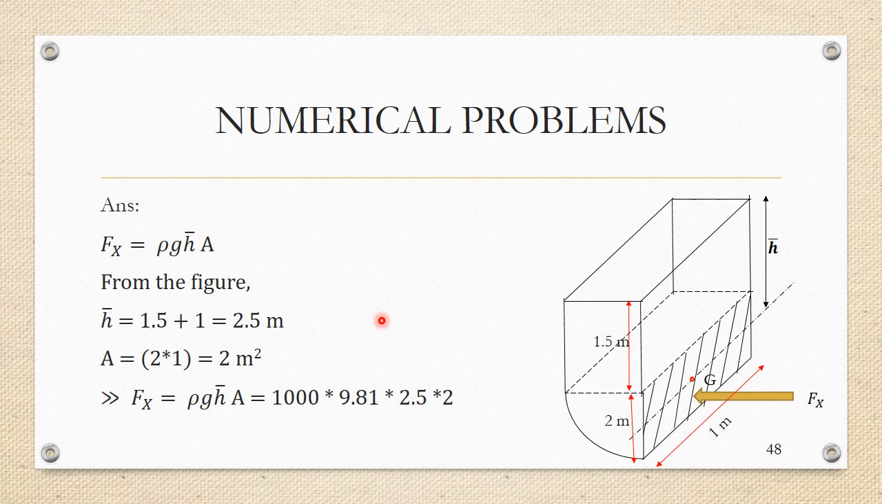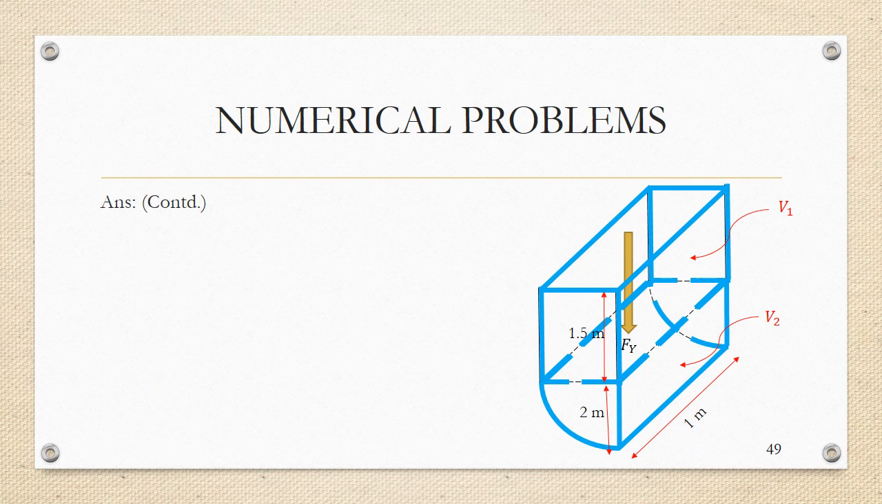And so Fx is equal to rho g into h bar into A, which is 1000 into 9.81 into 2.5 into 2, which comes to 49,050 Newton. This is the value of the horizontal component of the resultant force acting on the curved gate, or Fx. Fx is the horizontal component. Next we have to find out Fy. Fy is nothing but the weight of the water above the curved surface below the free surface of water.